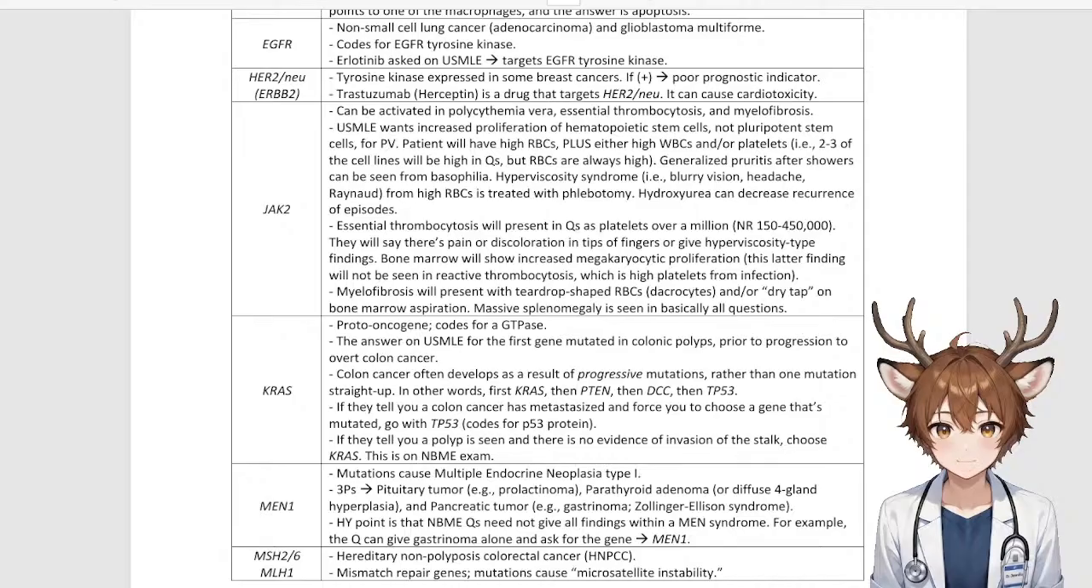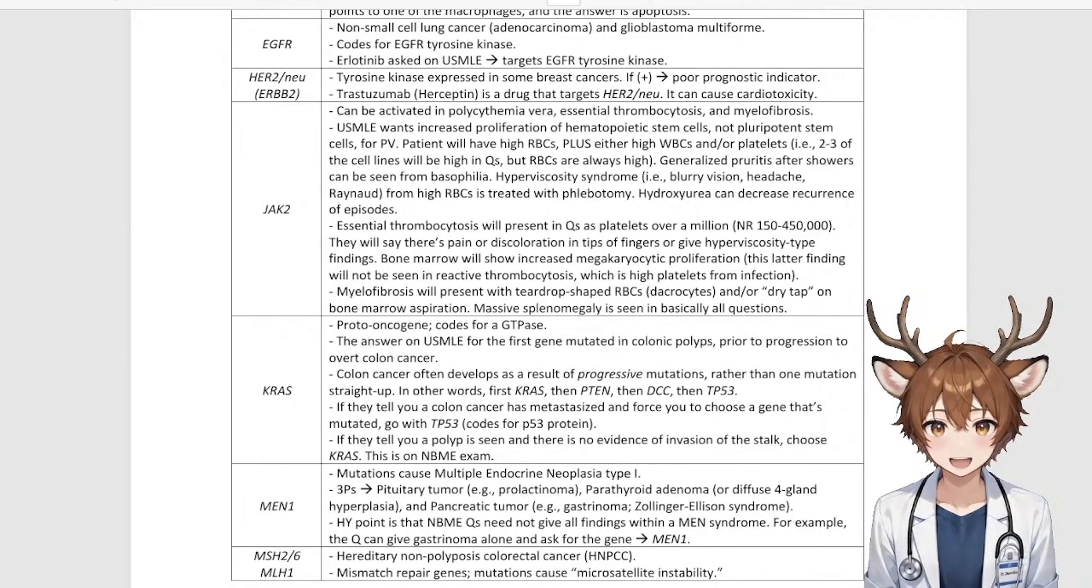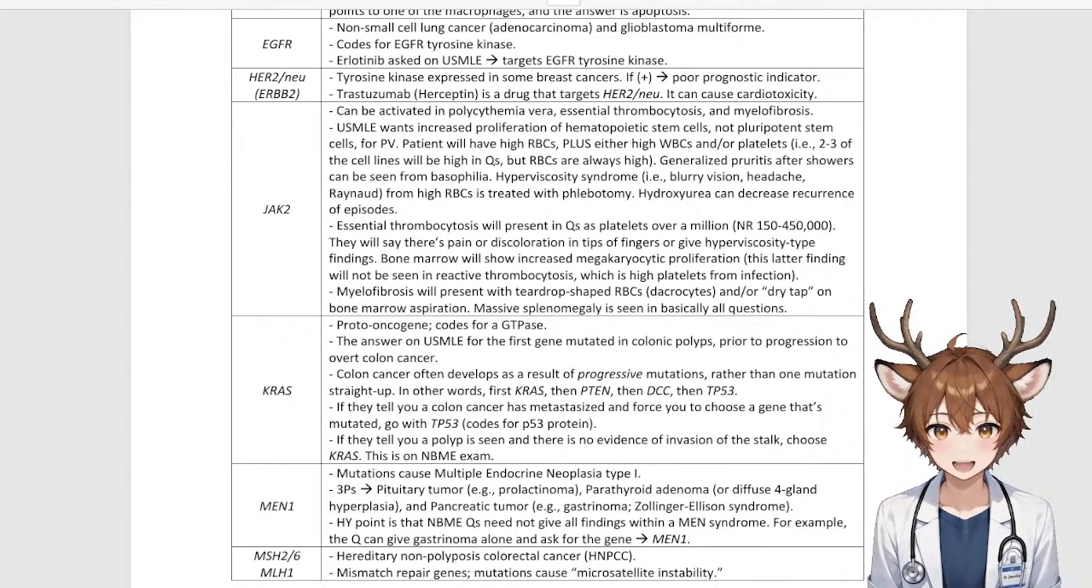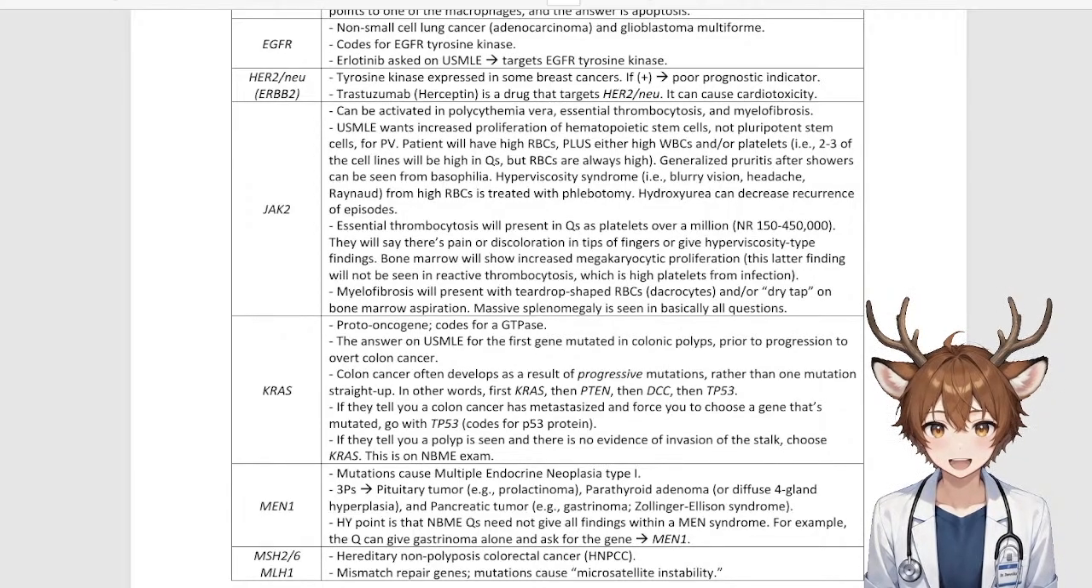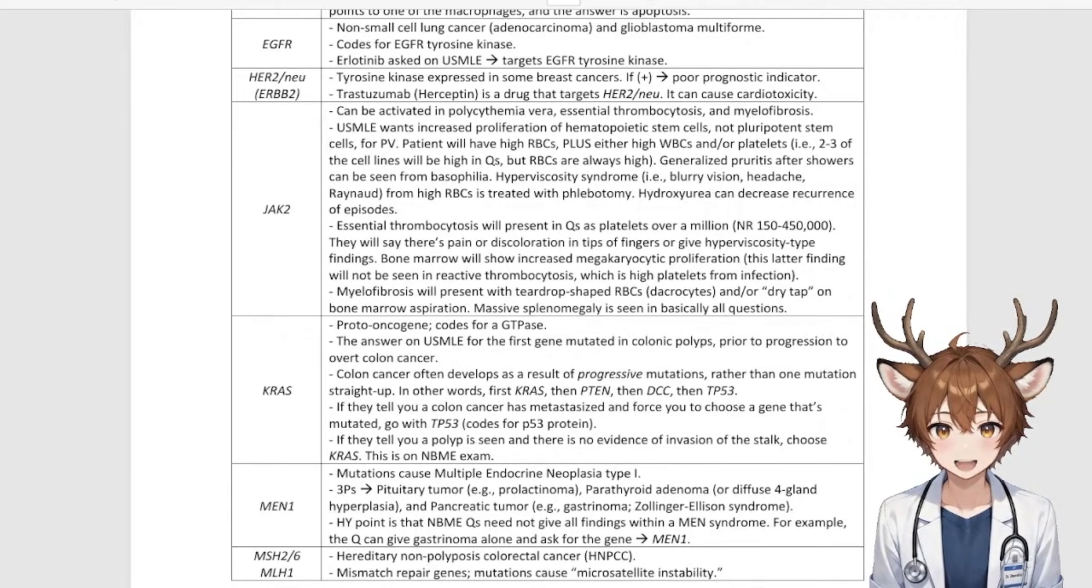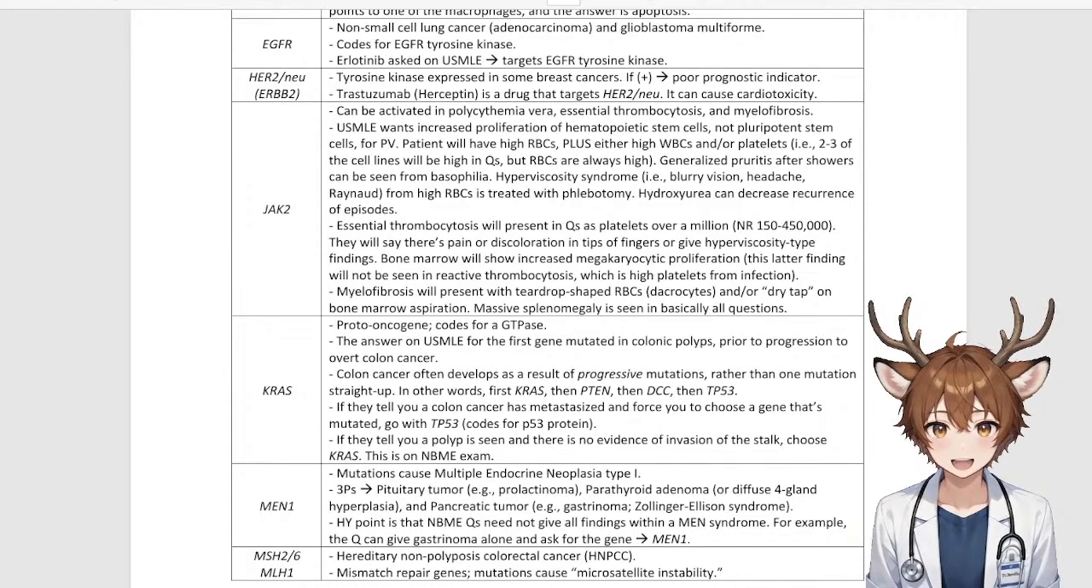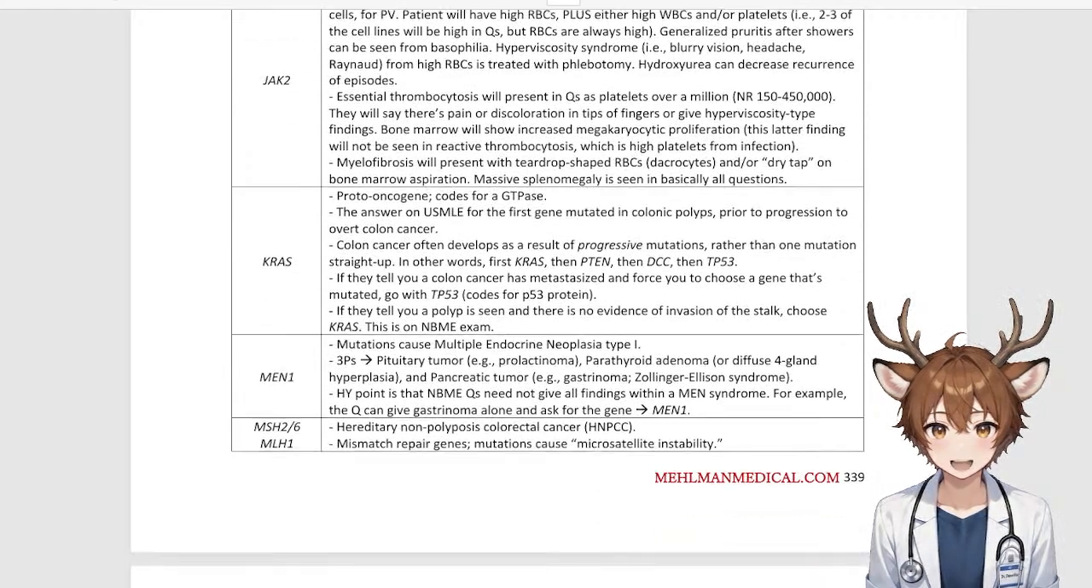So what they're saying is, if it's already metastasized and you have to choose one gene, TP53. But if it's not metastasized yet, choose KRAS. The first thing that's most likely to mutate before anything else does, probably KRAS for colon cancer.